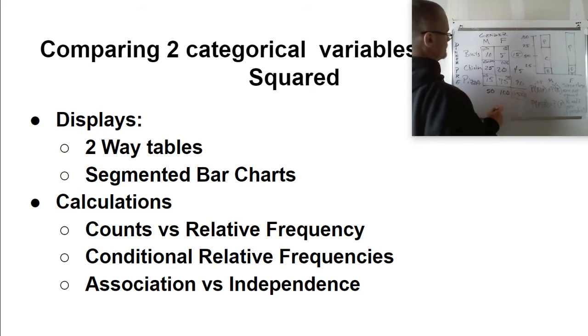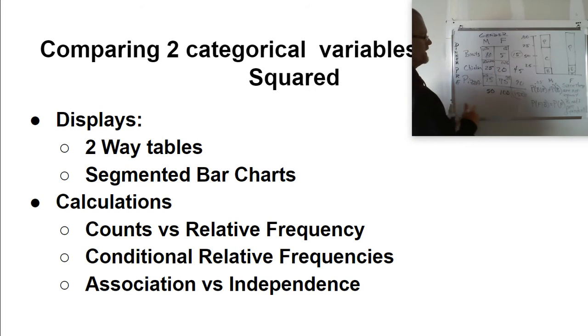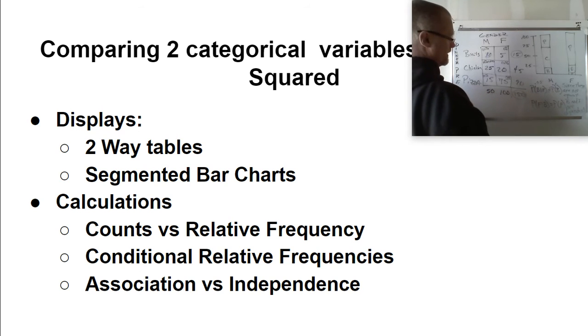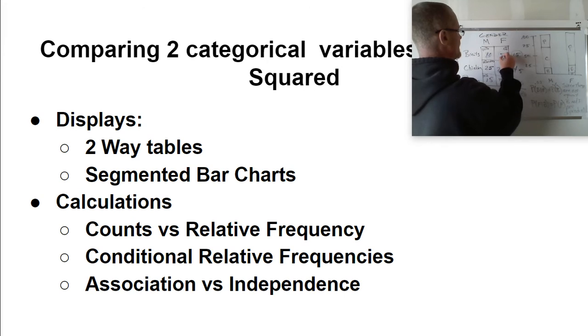Percentage-wise, that's 1 out of 15. So the relative frequency is 1 out of 15 here. Okay, relative frequency. 5 out of 150, that's going to be 1 out of 30. 1 out of 30 would be right there.